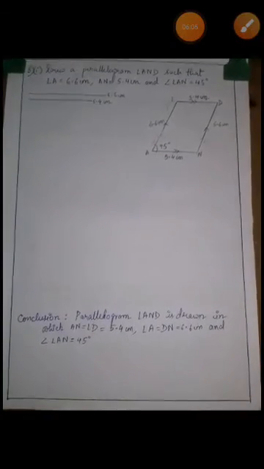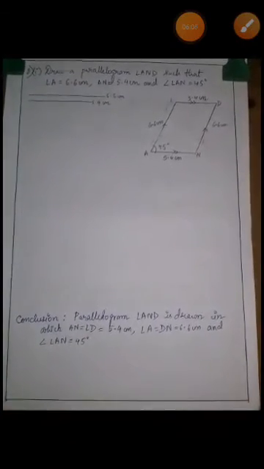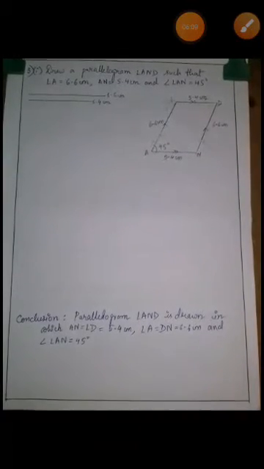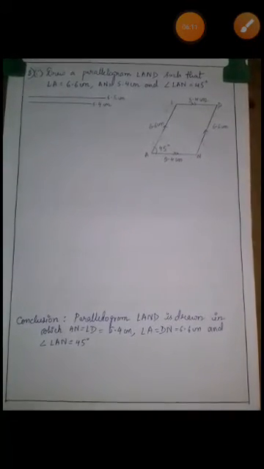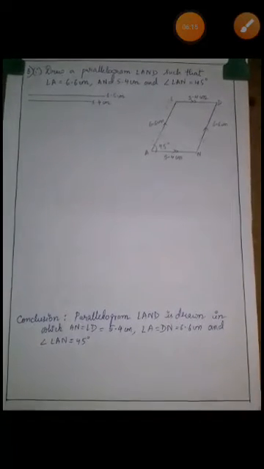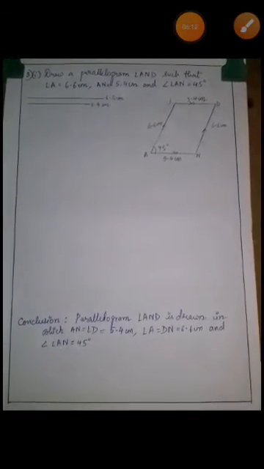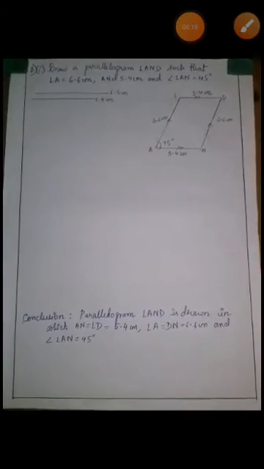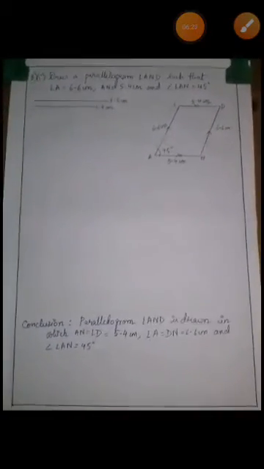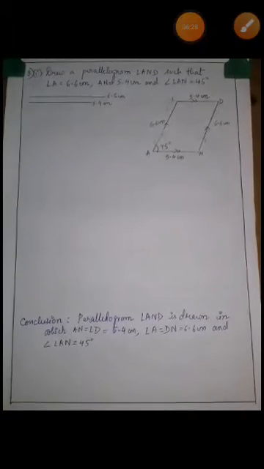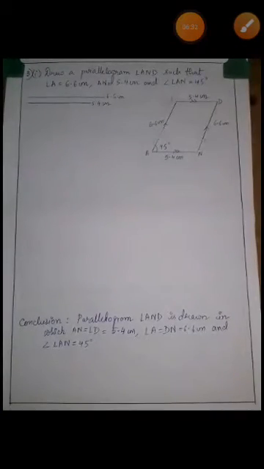Next you have sum number 3, part I. Draw a parallelogram LAND such that LA equals to 6.6 centimeter, AN equals to 5.4 centimeter and angle LAN equals to 45 degree. So here again students, I have taken all the measurements using the scale and pencil. So you are also going to take the measurements using the scale and pencil.